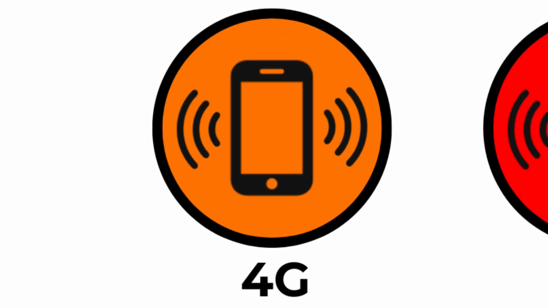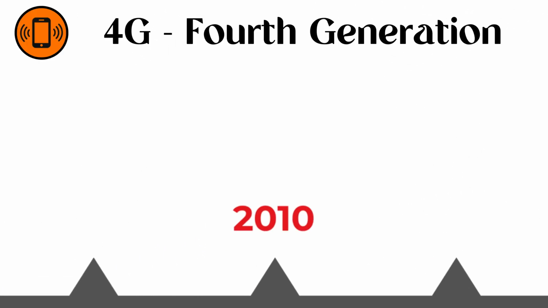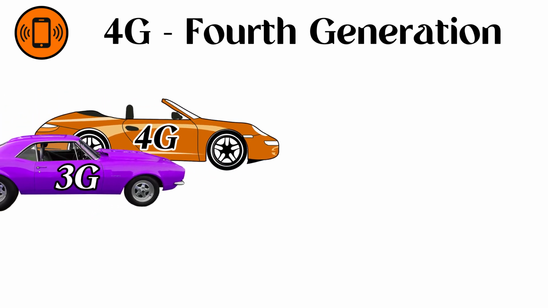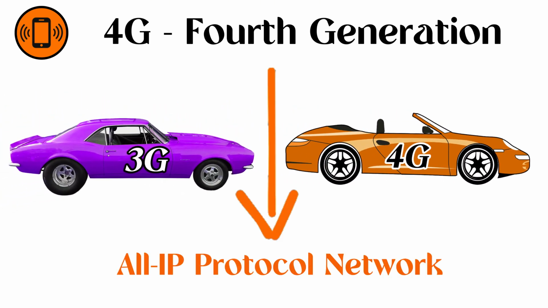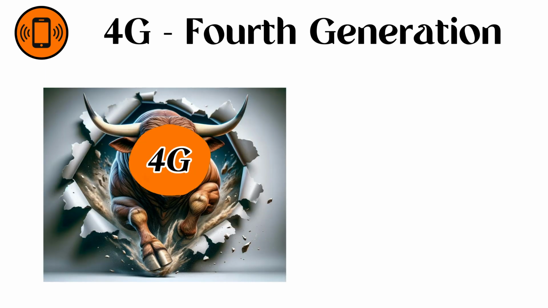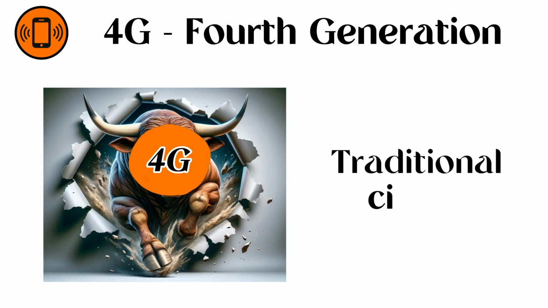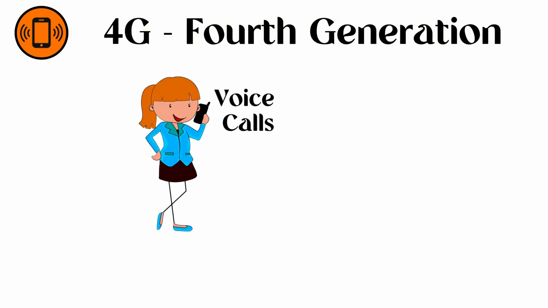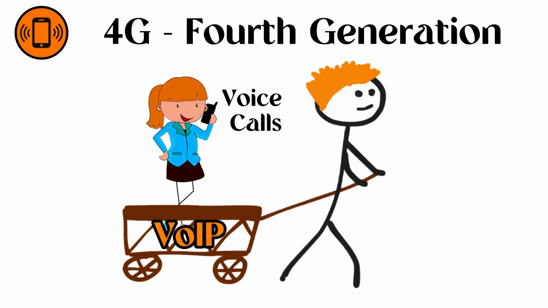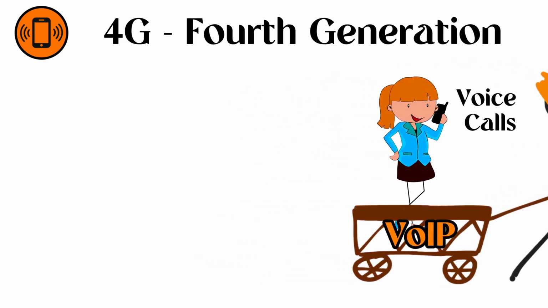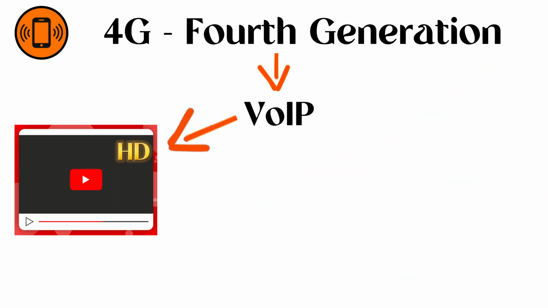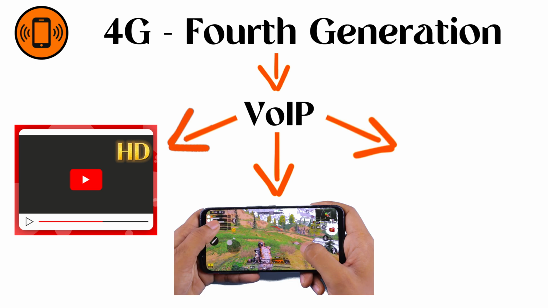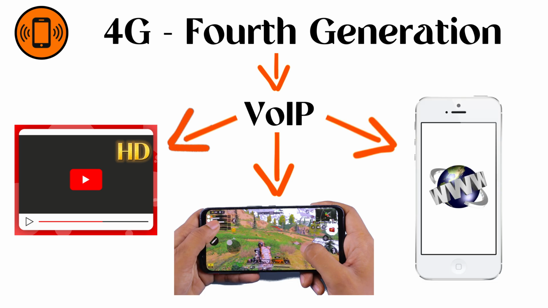4G. In the late 2000s, 4G brought even higher data speeds and all-IP (Internet Protocol) networks. The technological breakthrough with 4G was the shift from traditional circuit switching to full packet switching for all services, including voice calls, which were now carried over the Internet Protocol, known as VoIP. This allowed for HD video streaming, real-time gaming, and high-speed internet on mobile devices.